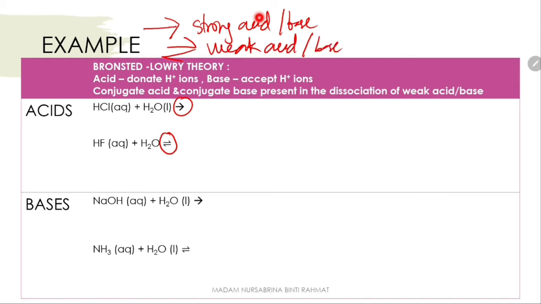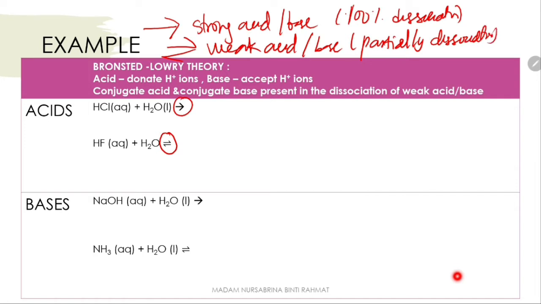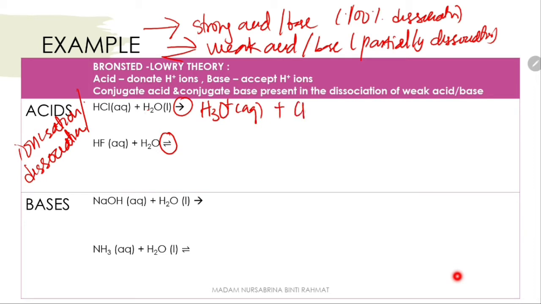The double-headed arrow relates to 100% dissociation, while the reversible arrow relates to partial dissociation. Sometimes we also call it ionization or dissociation. So HCl in water will dissociate completely because HCl is a strong acid, forming H3O plus aqueous plus Cl minus aqueous. Whereas HF is a weak acid, so that's why we have the reversible arrow, because HF only partially dissociates in water.